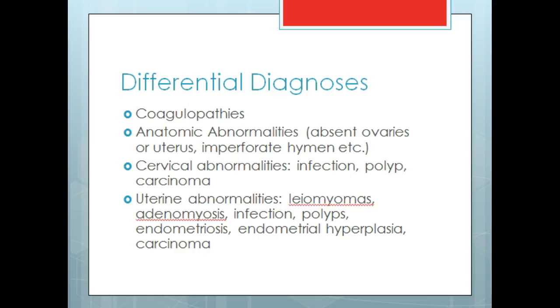So again, that's why you might consider doing a PAP. And then uterine abnormalities, leiomyomas, adenomyosis, infection, polyps, endometriosis, endometrial hyperplasia, and carcinoma would all be possibilities. So again, common things happen commonly, but sometimes we do need to rule out the zebras, and sometimes the zebras are more likely to potentially be our horses.